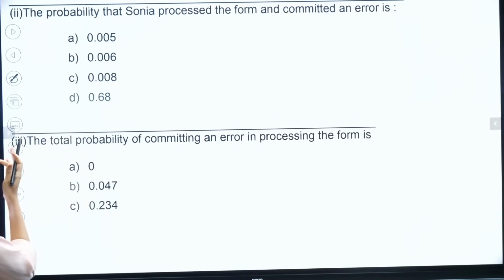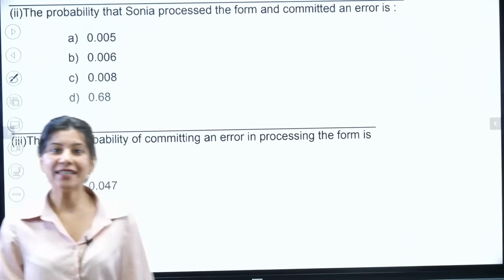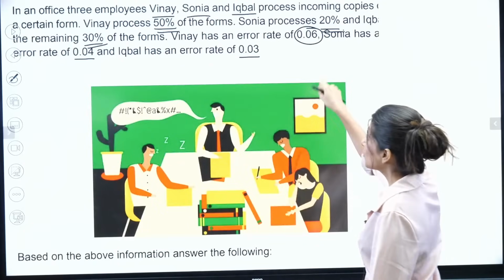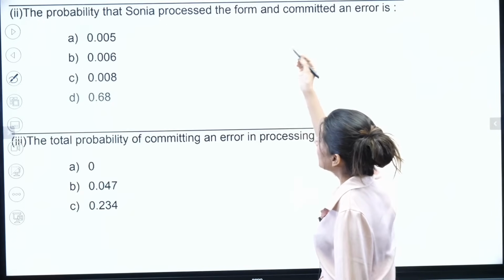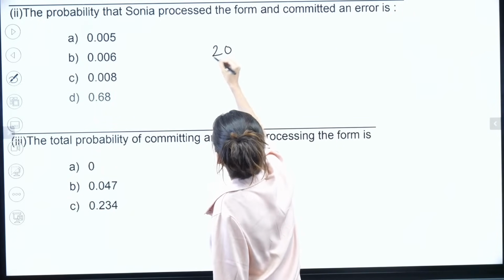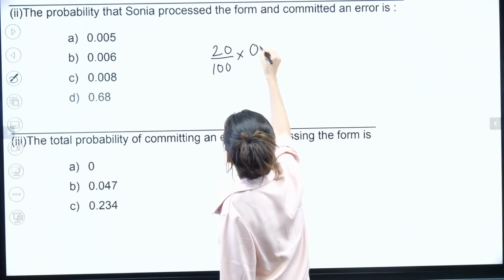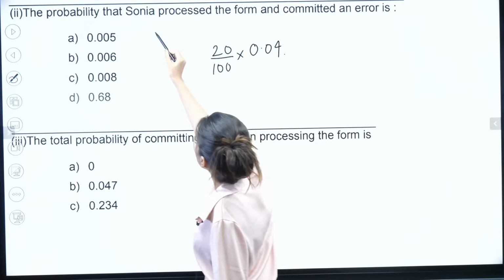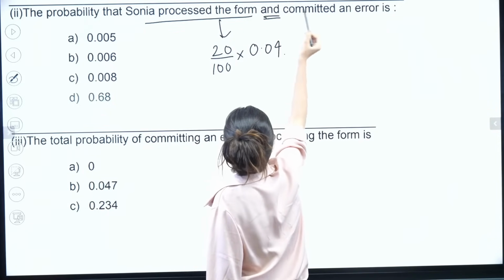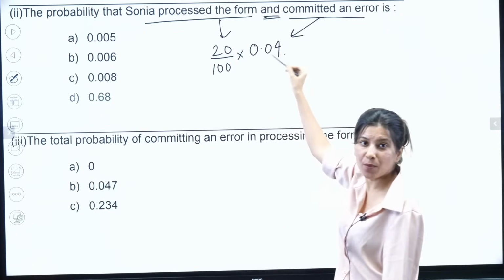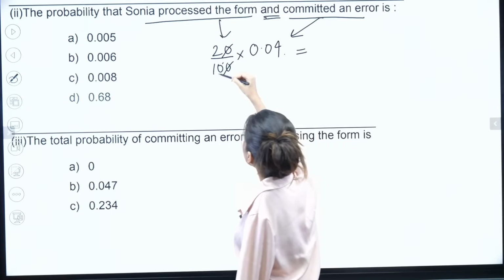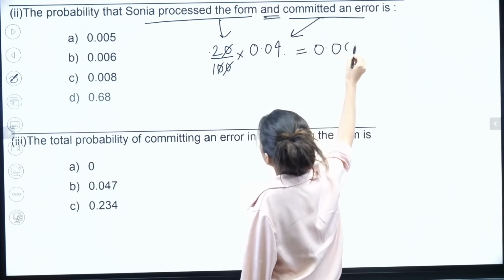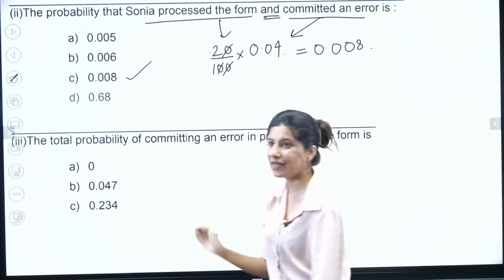The probability that Sonia processed the form and committed an error. The probability that Sonia processed the form, so can we just go back? Sonia के process करने की probability is 20%. So probability of Sonia 20% and making an error is 0.04. The probability Sonia processed the form, and means multiplication, committed an error. Error committing probability is 0.04 as per the question. So this is going to be 0.008. All right, option C is absolutely right.